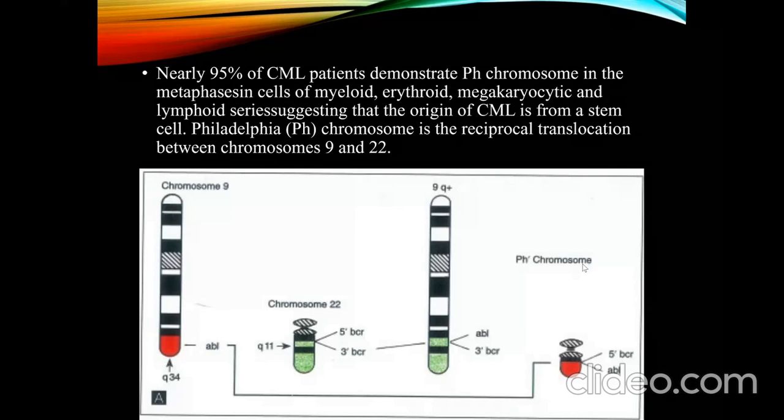Philadelphia chromosome is a reciprocal translocation between chromosomes 9 and 22. As we can see in this picture here, for the formation of the Philadelphia chromosome, there is a reciprocal transfer of genetic material between chromosome 9 and chromosome 22. BCR-ABL fusion gene is formed by 5' BCR of chromosome 22 and ABL translocated from chromosome 9 to chromosome 22, as we can see here. The reciprocal 3' BCR-ABL formed on chromosome 9, as we can see here, does not play any role in pathogenesis.